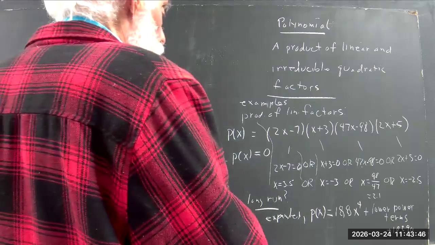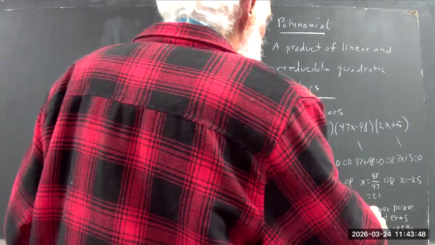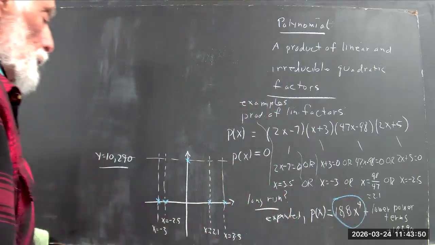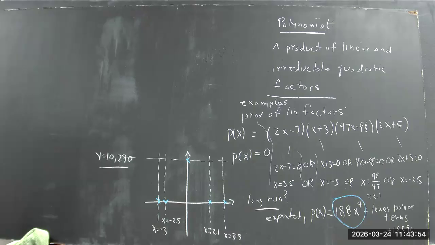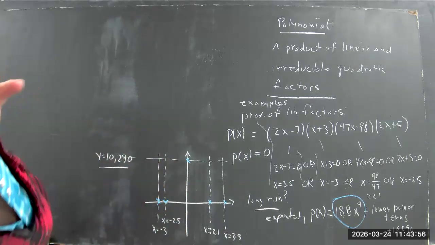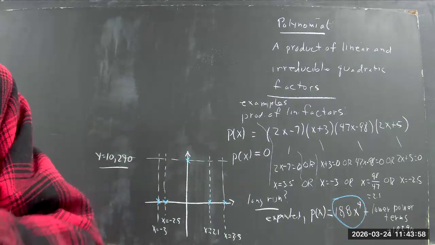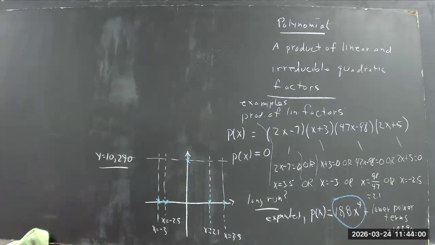Concentrate on the highest power term. 188x to the fourth is pretty much what we're looking at if we zoom way back on this graph. Okay.